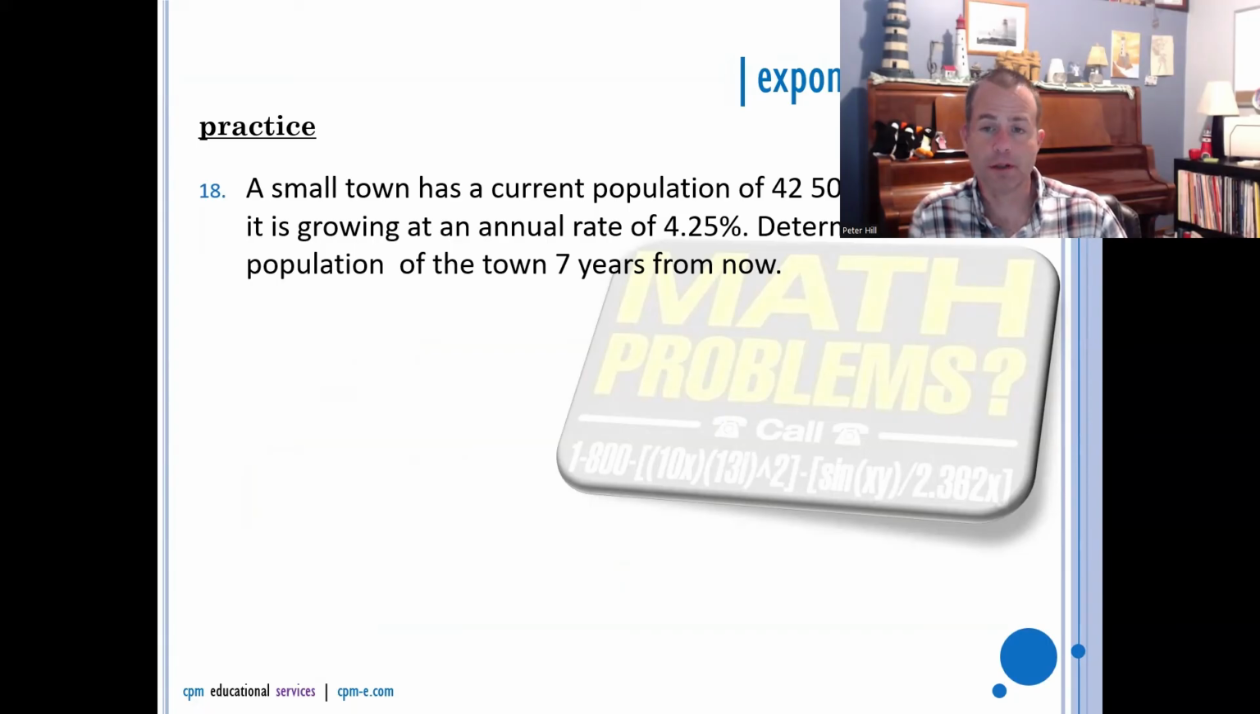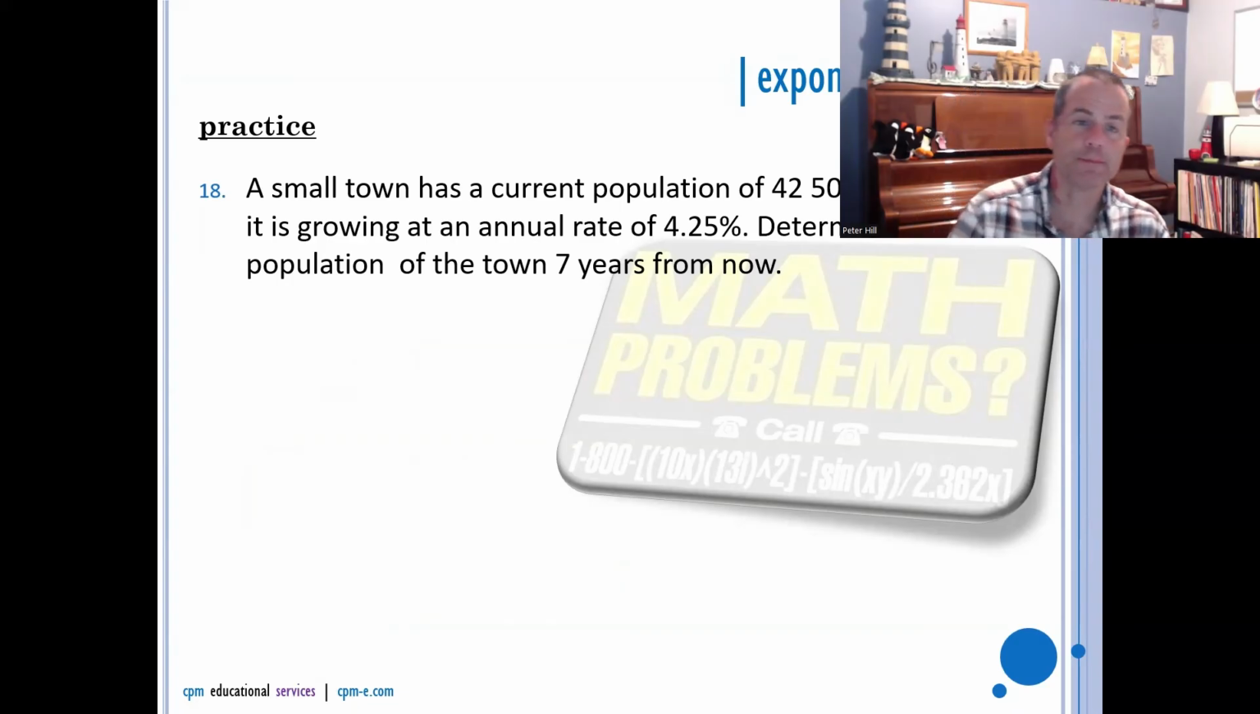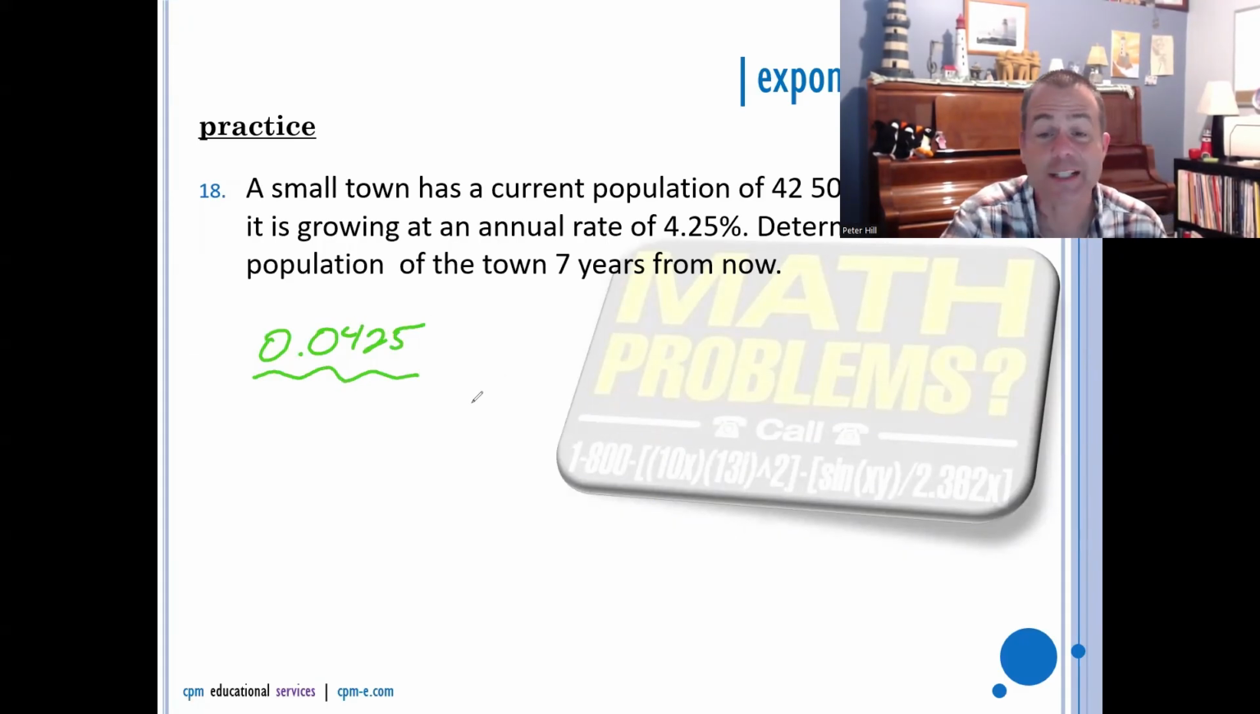So first of all, my rate. I'm growing at a rate of 4.25%. So 4.25% as a decimal would be 0.0425. Now, that is not my B value. That would be a catastrophic plague on this population because 96% just died, right? Remember that to grow, I have to be greater than 1. So I just have to add a 1 to that, and then that will be my rate.